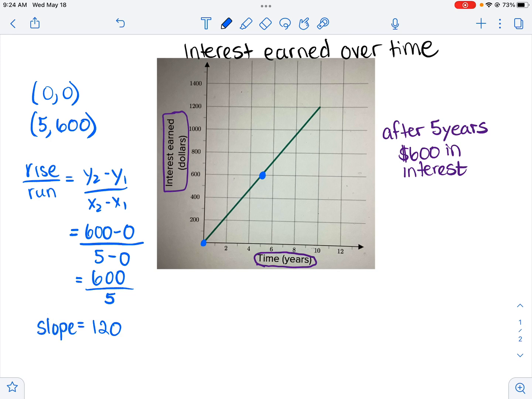Now, what does the slope represent? Well, since this is a graph of interest over time, this tells us they earn $120 in interest per year. So every year that goes by, they're earning $120 in interest. That is simple interest. Simple interest is a linear relation because you earn the exact same amount of interest every single year. That's not true for compound interest. But simple interest, you earn the same amount of interest every year.